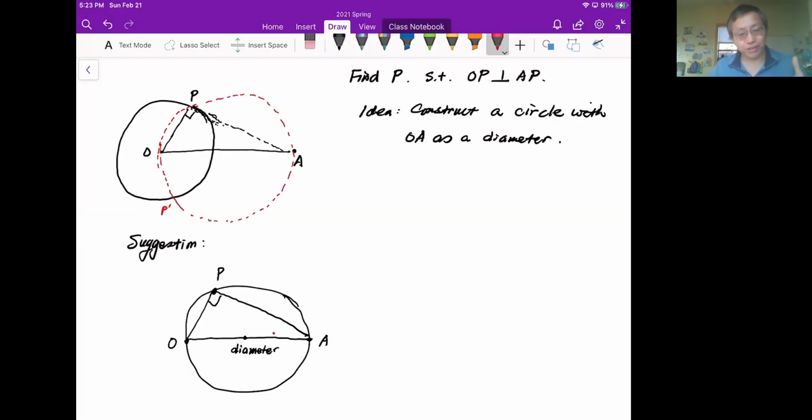Well, if you want to get a circle, you need a midpoint. How do I get a midpoint? Just find the midpoint of OA. If I can find such a midpoint, let me call it B, then I'm done. From B, I draw a circle with center B and radius OB. That gives me a circle with OA as a diameter. And I get two intersection points, P and P prime, and either one will work.